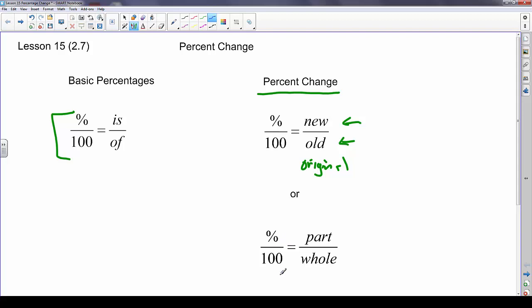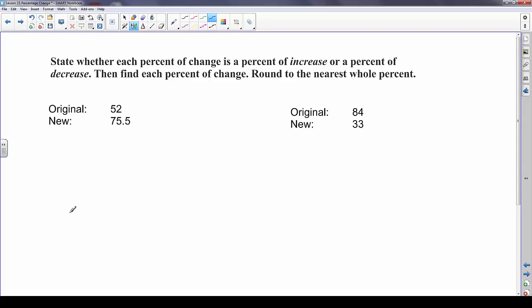Or the percent over the 100 is equal to the part over the whole. Now I'm going to diverge a little bit from the way the book teaches this. If you'd like to read through the book, do it the way they suggest, knock yourself out. I kind of like this other way. So in this case, they want us to state whether we've got an increase or a decrease, and then find the increase or decrease percentage.